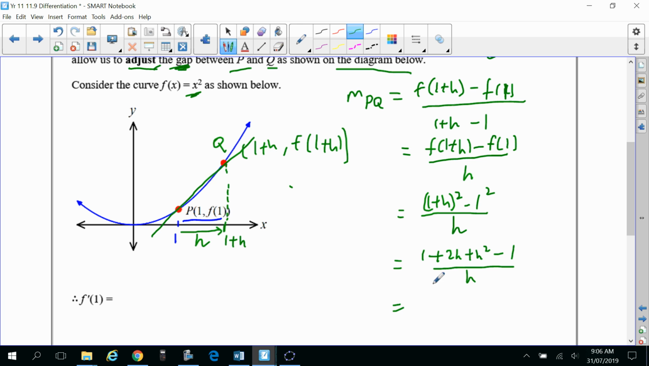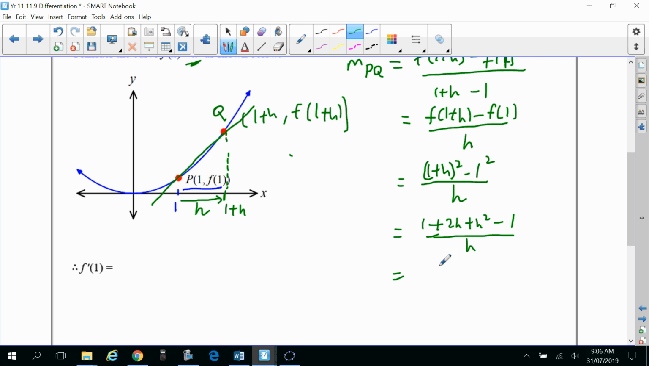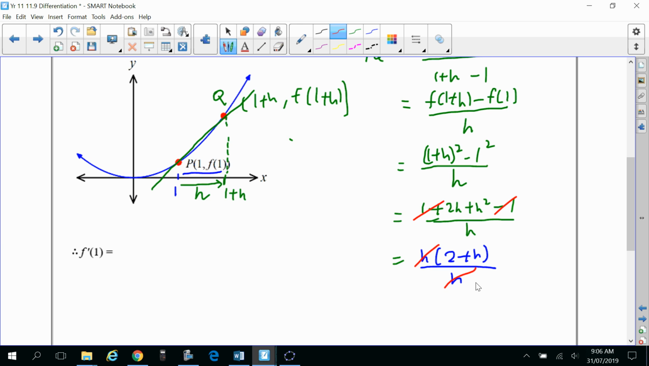All right, something exciting will happen. We're waiting, will it be successful? Because it looks so complicated. Will it succeed in the end? It will, because now you factorize the h out. And miraculously, the h got cancelled. You get 2 plus h. That's the gradient of the secant. Right?